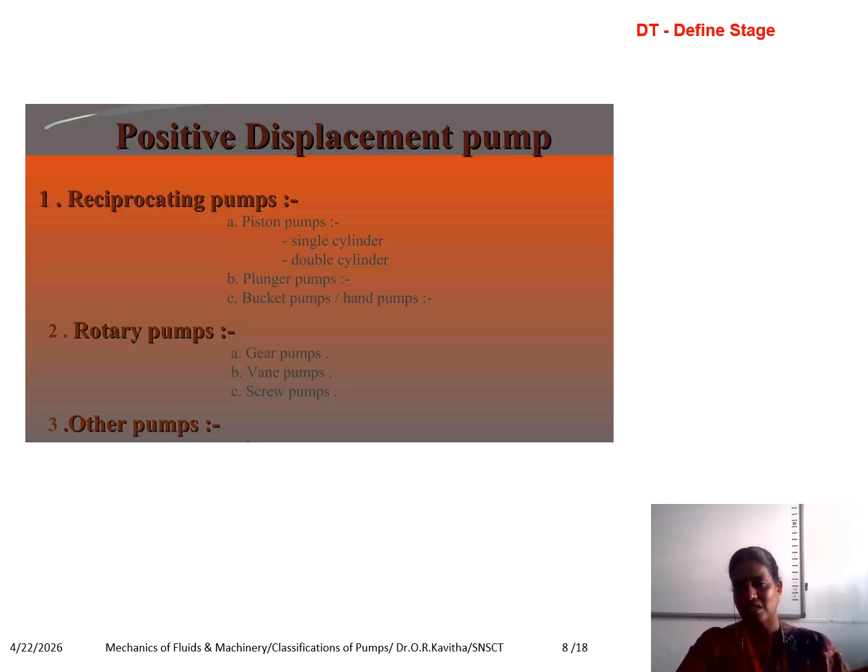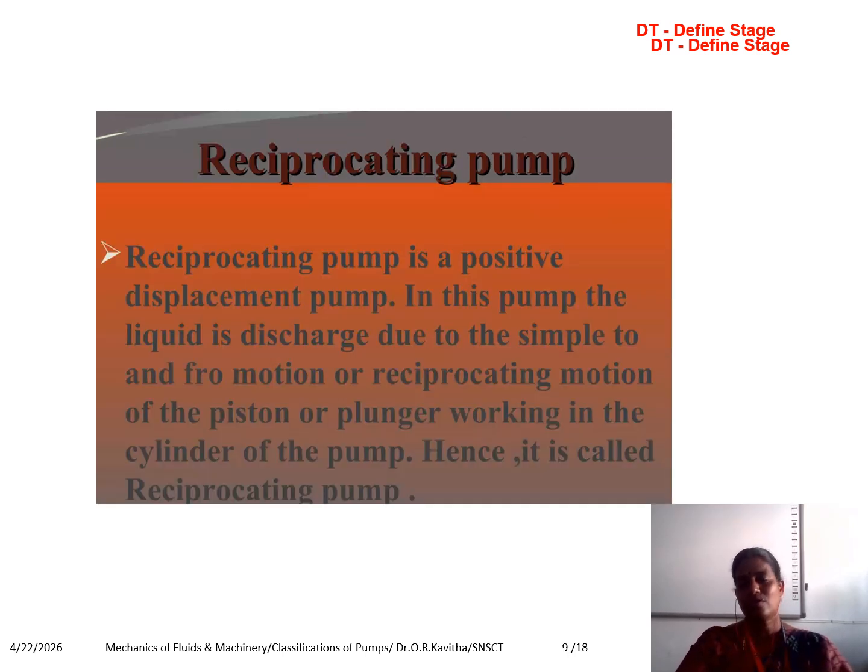The best example of a reciprocating pump is the single piston pump, which is further classified into single cylinder, double cylinder, plunger pumps, bucket pumps, and hand pumps. The best examples of rotary pumps are gear pumps, vane pumps, and screw pumps. There are other types of pumps as well. First we will see the reciprocating pump.